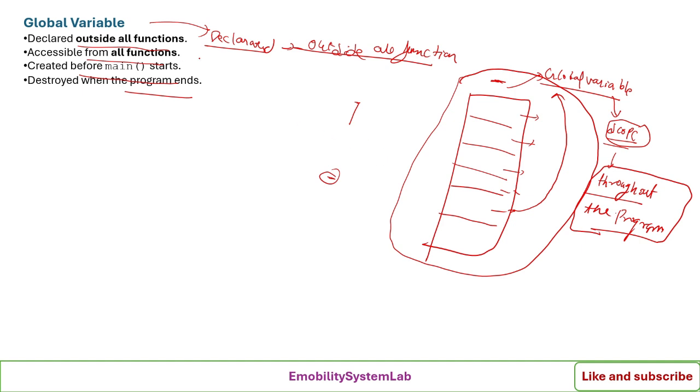So the global variable will occupy the memory throughout the program execution. And another point, where are these global variables stored? These global variables are stored in the data segment. This is also a section of memory management.